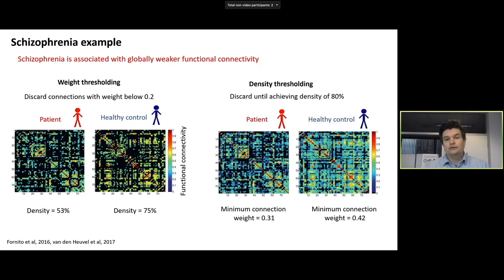If we use density thresholding, sure, we guarantee a matching in the connection density, in the total number of connections between the patient and the control, but we've had to lower the bar on the minimum connection weight for the patient. We have to drop that down to 0.31. And so the additional connections that we're adding in could potentially be spurious connections, false positives, which can add noise to the thresholded connectome.